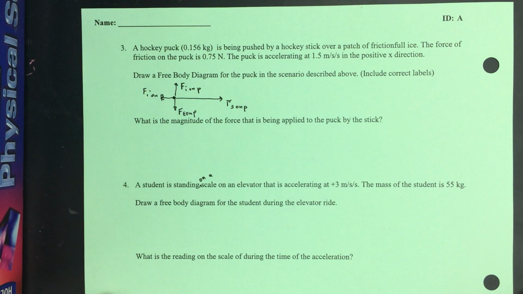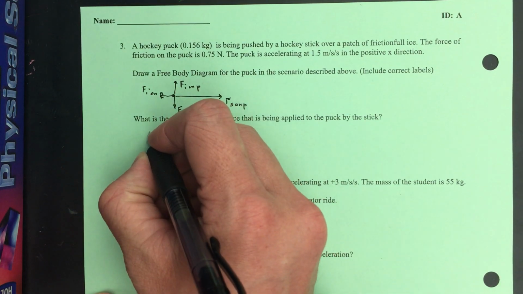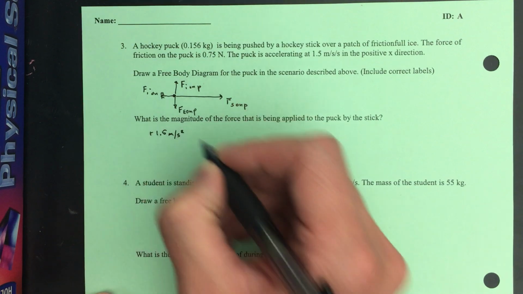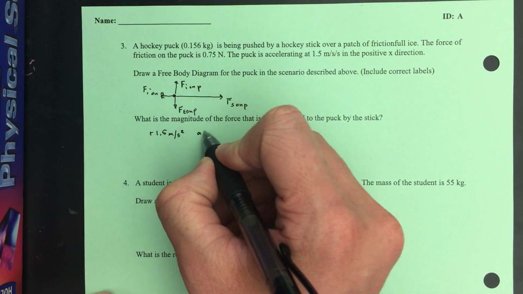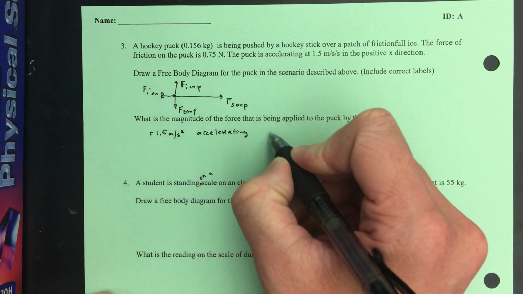What is the magnitude of the force that is being applied to the puck by the stick? What we already know is that we have a positive 1.5 meters per second squared, which means we are accelerating to the right.